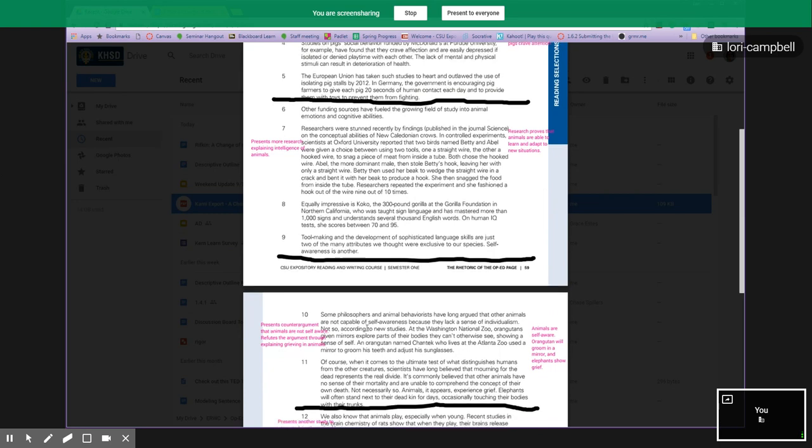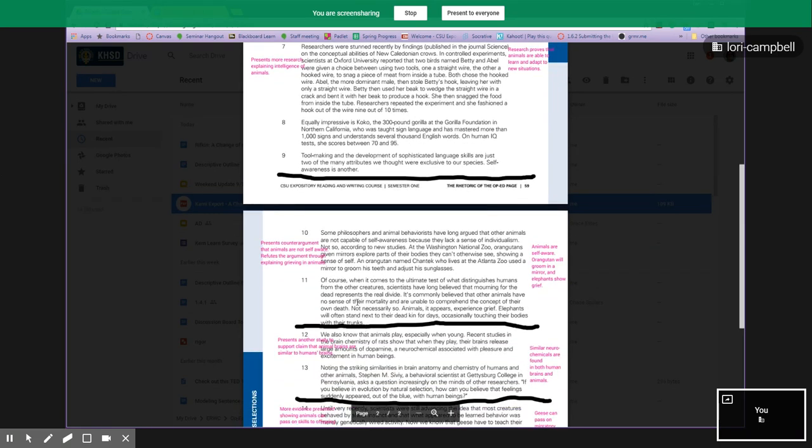Okay, I want to kind of move here. Since there's a page break, I want to make sure that this indeed is the end of the room. Now, the new clue that we're switching directions here is this some philosophers. We've been doing studies up here. Now we're talking about what philosophers are saying. So some philosophers and animal behaviorists have long argued that other animals are not capable of self-awareness because they lack a sense of individualism. Notice what this is doing.